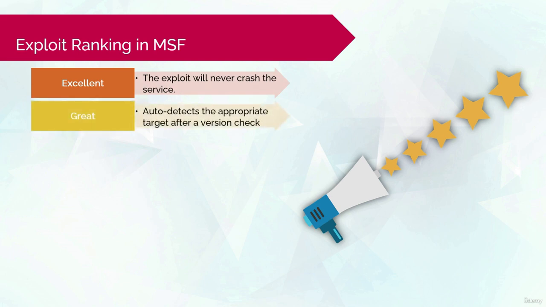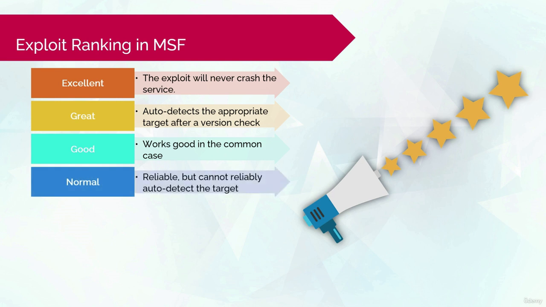Great. The exploit has a default target and either auto-detects the appropriate target or uses an application-specific return address after a version check. Good. The exploit has a default target, and it is the common case for this type of software. Normal. The exploit is otherwise reliable, but depends on a specific version and can't or doesn't reliably auto-detect.